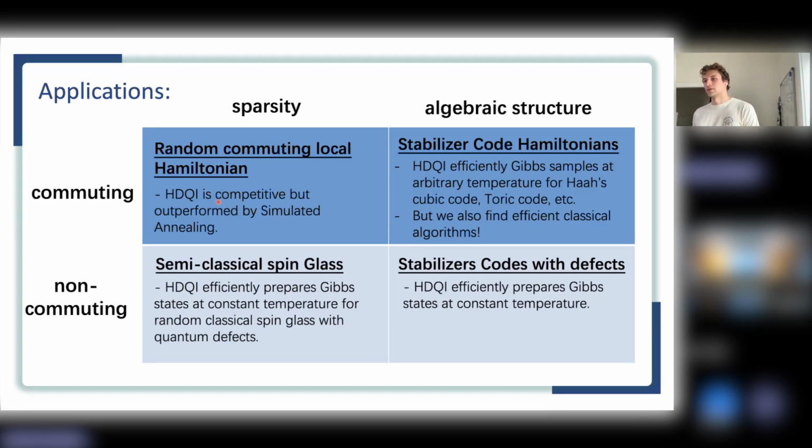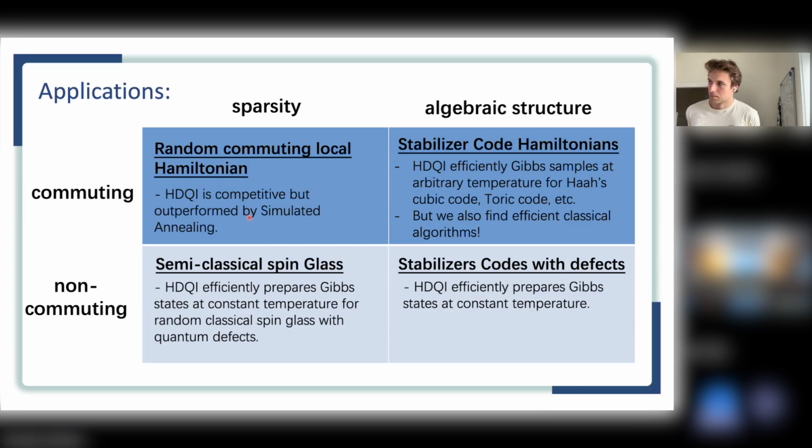So the first thing we study, the simplest thing, is a random local commuting Hamiltonian. So we randomly choose some local terms in a Hamiltonian in a way that they're commuting. And now the decoding problem you get is that of a random LDPC code, right? It's LDPC because the Hamiltonian is local. And random LDPC codes you can decode very well with belief propagation. So then we try to prepare Gibbs states or prepare low energy states with HDQI, and we can compare it to classical algorithms.